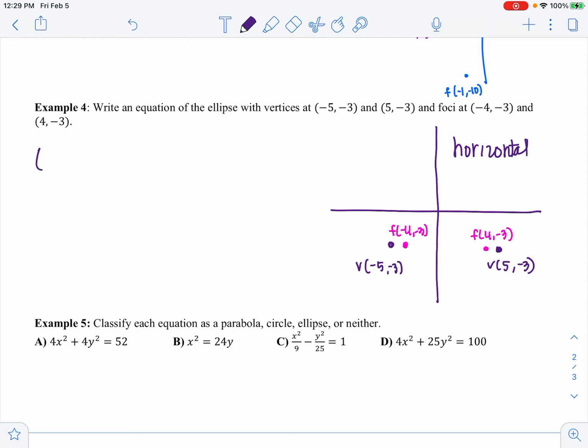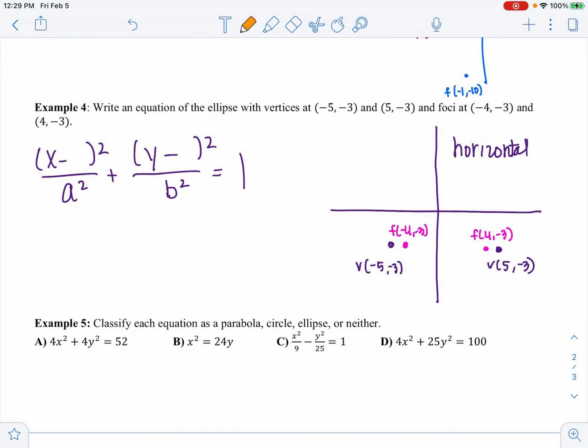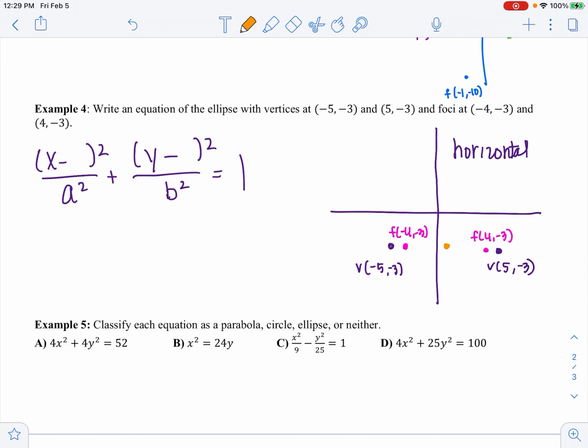Horizontal. Okay, so I'm going to do (x minus, leave a space for h) squared over a squared, plus (y minus, leave a space for k) squared over b squared is equal to 1. All right, so I need my center, which is (h, k), and my center is directly in between these two. I don't know how far it is to the left and right just by looking at other points, but I do know how far down it is. It's definitely down -3.